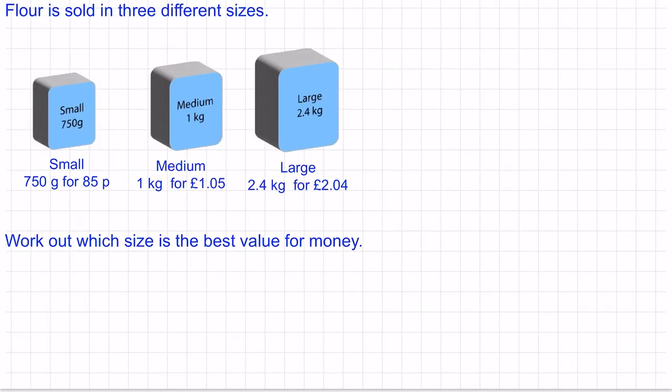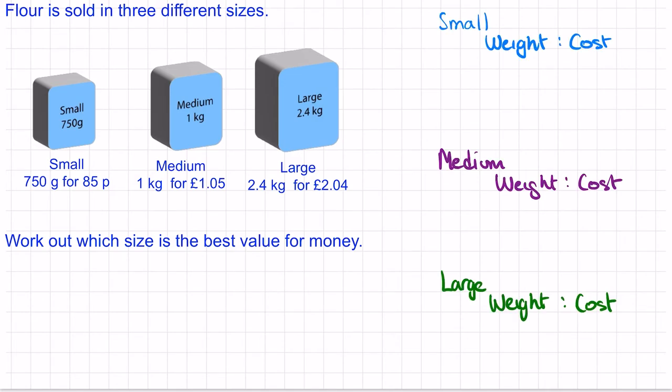Okay, so in this question, we've been told that flour is sold in 3 different sizes. We have small, where we have 750 grams for 85 pence, medium, where 1 kilogram is £1.05, or large, where it's 2.4 kilograms for £2.04. And we've been asked to work out the size which is the best value for money. Okay, so do you want to try this question yourself? You can pause the video, and when you come back, we'll go through the worked solution.